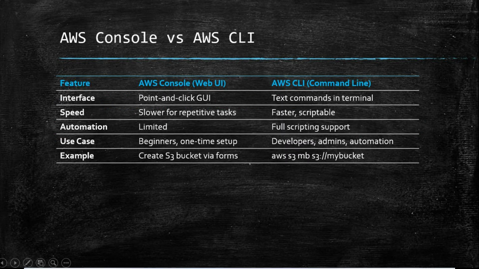Let's compare the AWS console and AWS CLI in short. The console is a point and click graphical user interface, good for beginners or one-time setup. The CLI uses text commands and is faster and scriptable. Automation in the console is limited, while CLI supports full scripting. Use cases: console for quick manual tasks, CLI for developers, admins, and automation pipelines.